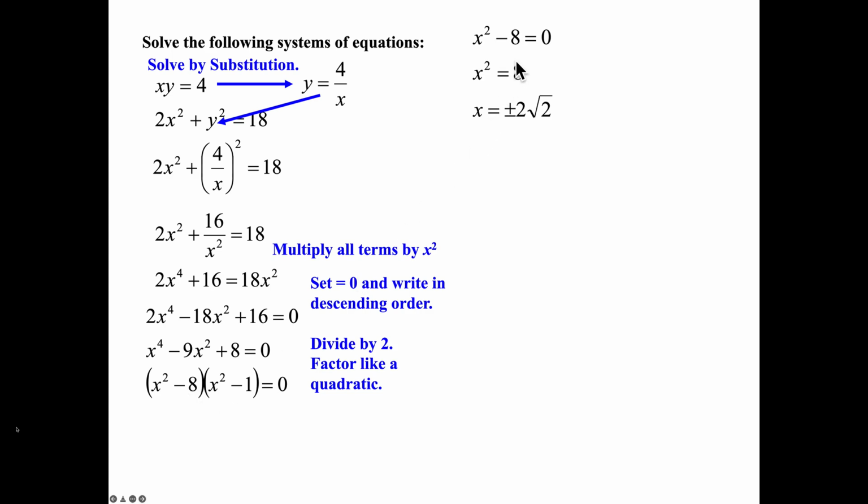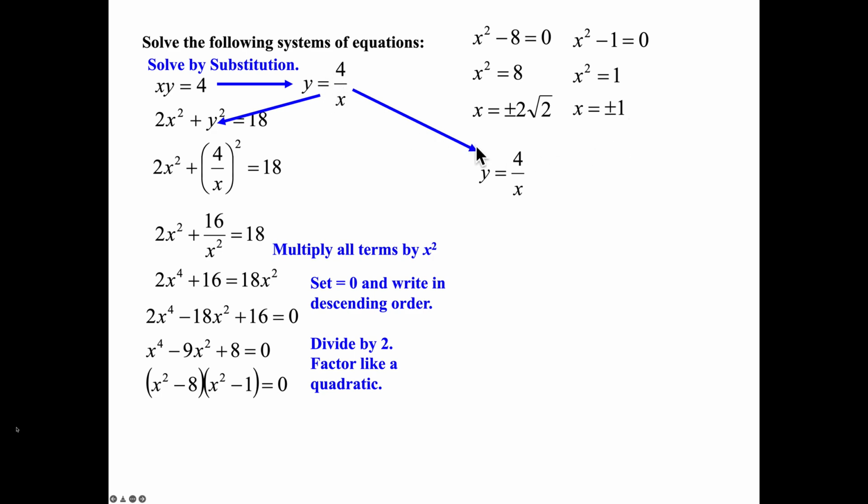Set those equal to 0. x squared minus 8 equals 0. x squared equals 8. Square root both sides. You get a positive or negative 2 radical 2. 8 breaks down to 4 times 2. The square root of 4 is 2 on the outside, the 2 left over on the inside. x squared minus 1 equals 0. Add over the 1. Square root of both sides. Plus or minus 1, or positive negative 1.